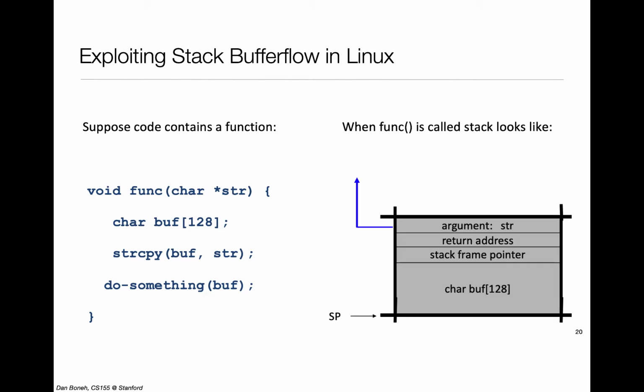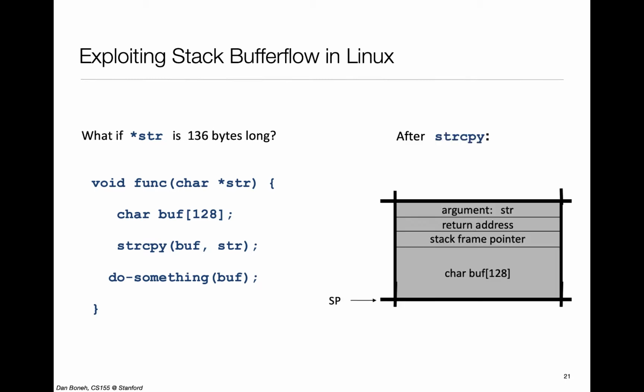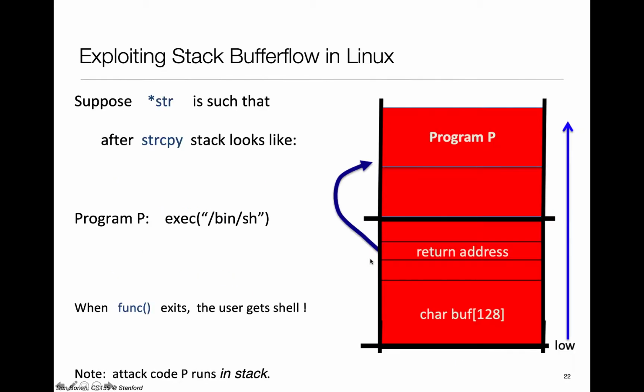So what the function would look like on the stack is the same as before. And what happens when the string is 136 bytes long? After the strcpy call, we would actually overwrite not only the stack frame pointer, but also the return address. And this is, as I mentioned before, because strcpy doesn't have a check for the length of the str argument. So what can we do with this?